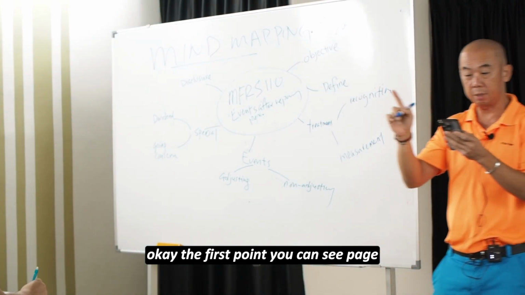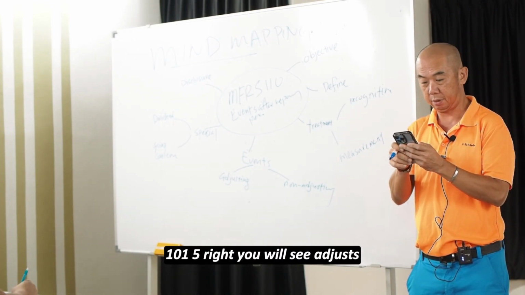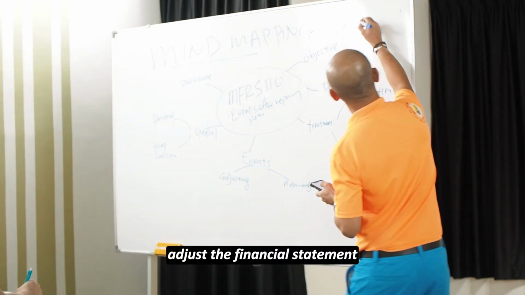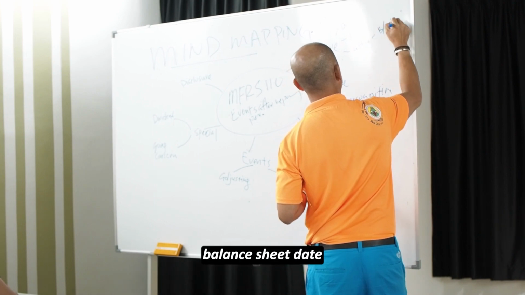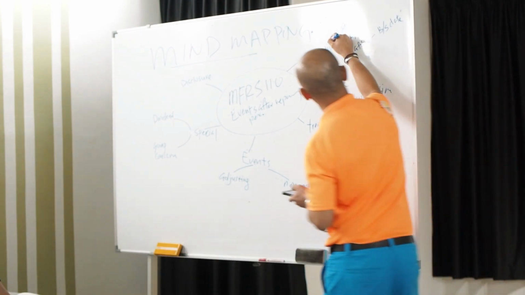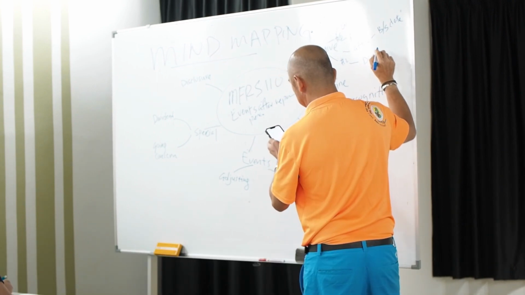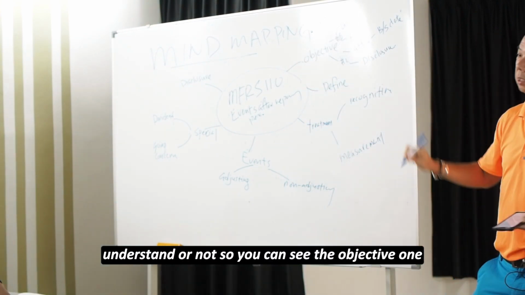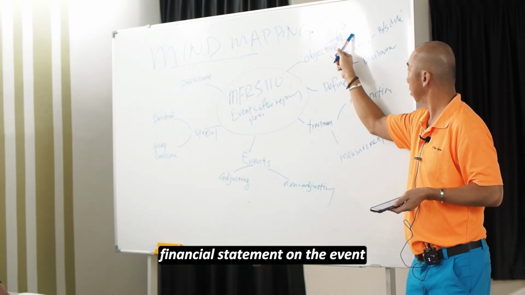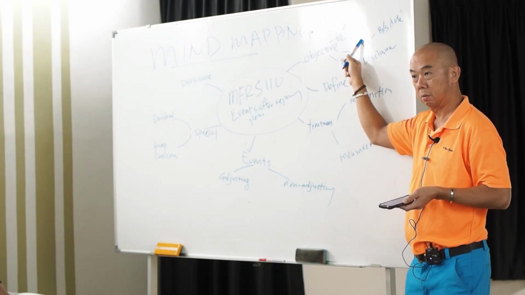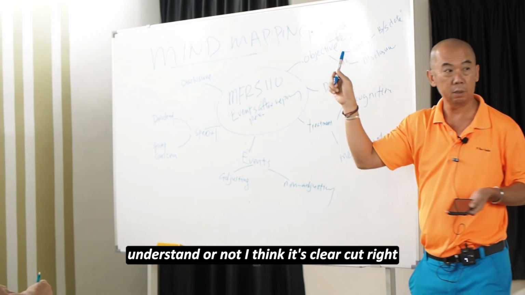The first point, you can see on page 1015, they say adjust the financial statement for events after the balance sheet date. Understand or not? This is number one. Number two, they always say, what are the disclosures? So you can see the objectives, one and two. One, keywords: should I adjust the financial statement on the event after the balance sheet date? Second, what is the disclosure requirement? I think it's clear cut, right?